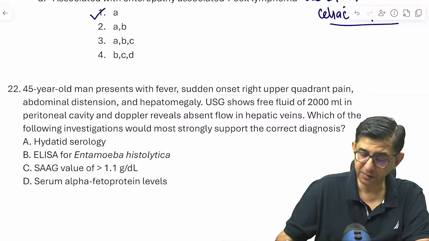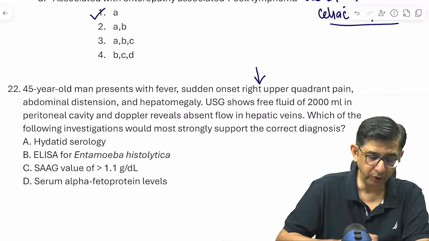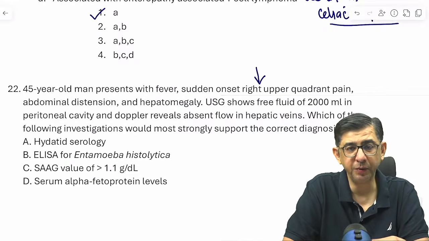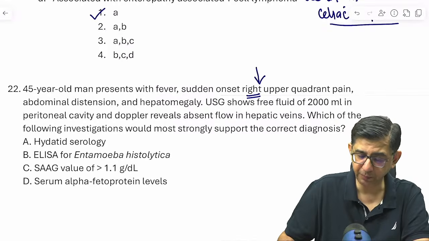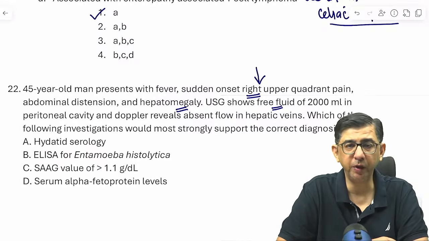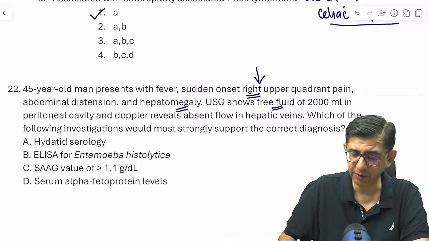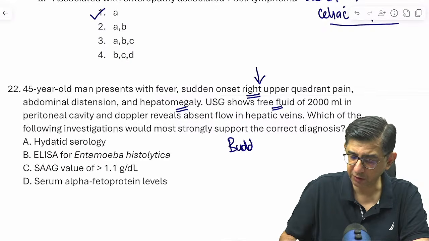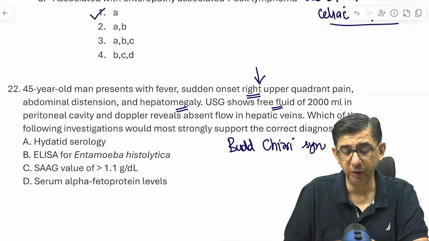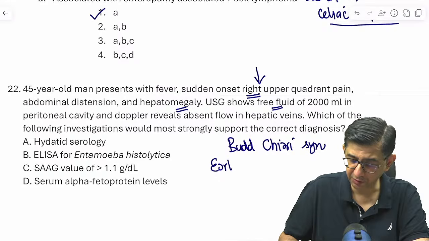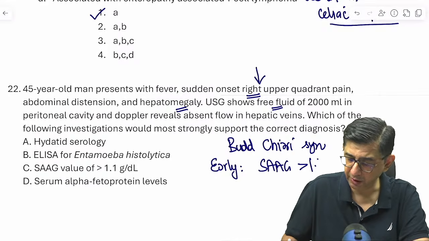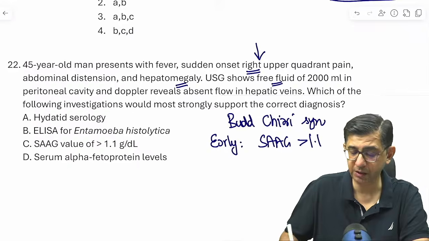Considering that there is a sudden onset right upper quadrant pain and hepatomegaly in the patient, and there is sudden onset ascites, all of these go in favor of Budd-Chiari syndrome, because he has himself written the words absent flow in the hepatic veins. Even if that was not given, the remaining clinical features were sufficient. In Budd-Chiari syndrome, in the early phase, the SAAG value will be more than 1.1, and he might even ask you regarding the ascitic protein.